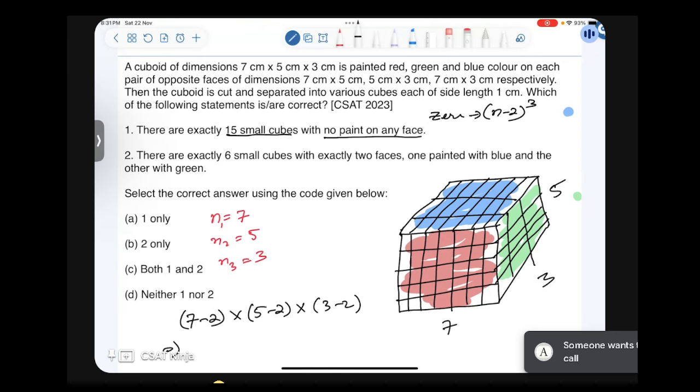So if we multiply this one, 7 minus 2 is 5, 5 minus 2 is 3, and 3 minus 2 is 1. So 5 3s are 15. That means there are 15 cubes with 0 side painted.